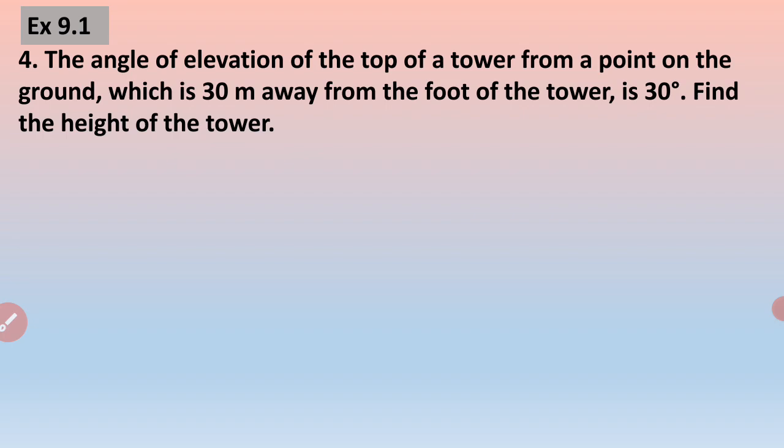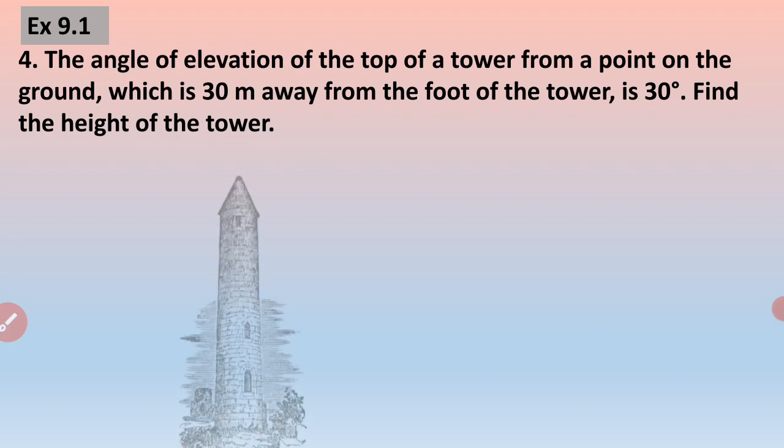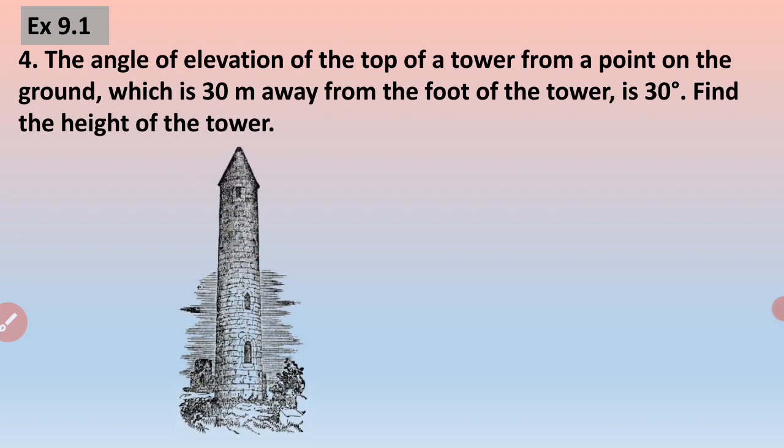Now that's question number 4. The angle of elevation of the top of a tower from a point on the ground, which is 30 meter away from the foot of the tower, is 30 degree. Now there is a tower and there is a point on the ground which is 30 meter away from the tower and the angle of elevation is given to be 30 degree. Find the height of the tower.